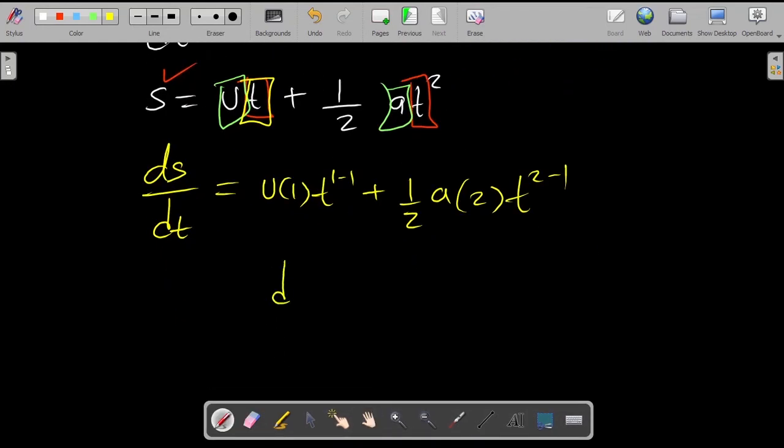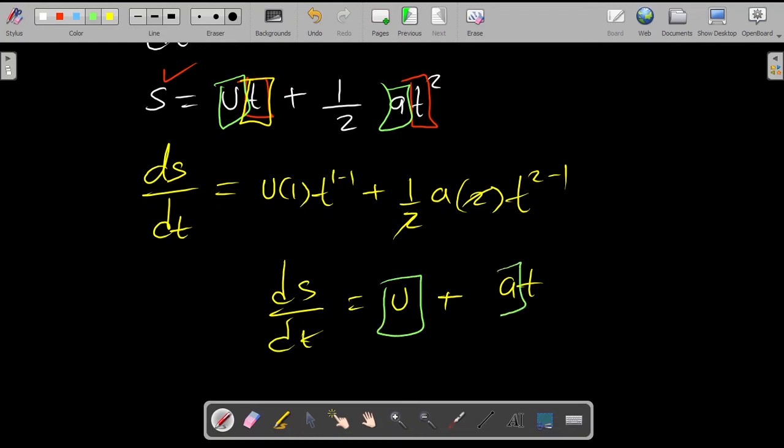Right? Then ds/dt will be equal to u. Then this is t to the 0, which is just 1. Then you have a. That can cancel out. Then you have a. Then this is just t. The final answer is u plus at. So the u is still there, the a is still there, because we treat these as constants because our main or subject variables are s and t.